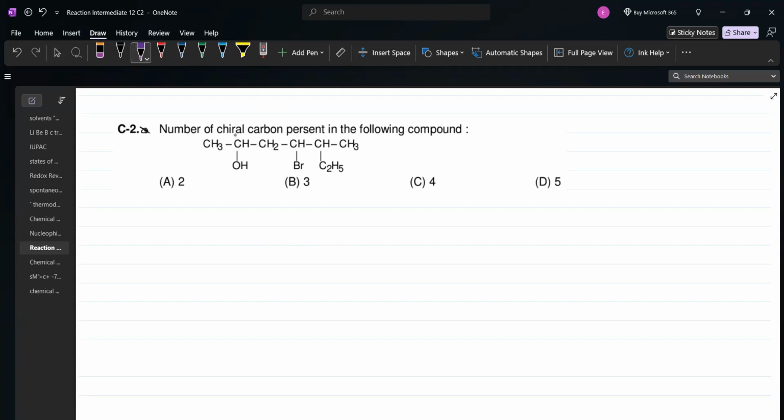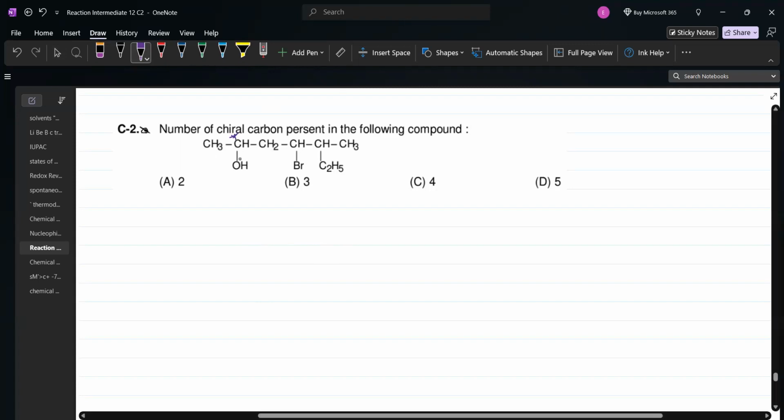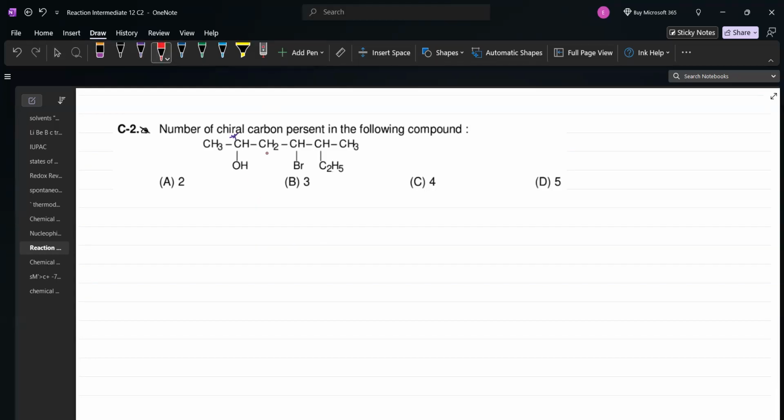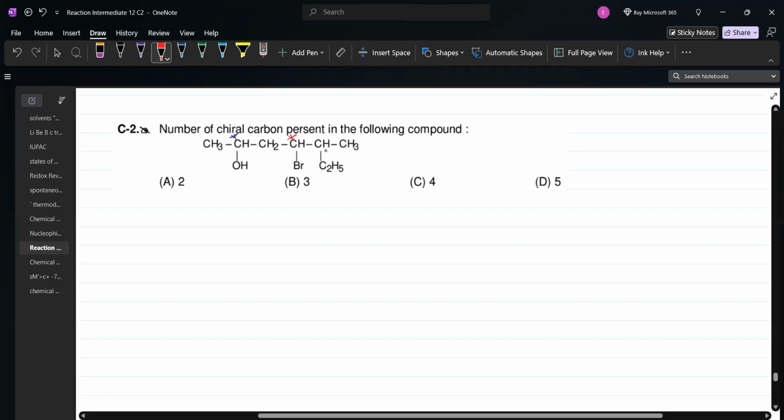See, this carbon is not chiral. This carbon is not chiral. Let's check other carbons. This carbon is chiral, right? Because it has hydrogen, OH, CH3, and the bigger group. This carbon is also not chiral because two hydrogens are present there. Let's check this carbon. It has this H, this big group, and this group. Both groups are different because this group has alcohol in it and this group has ethyl in it, and there is H and Br. So this one is also chiral.